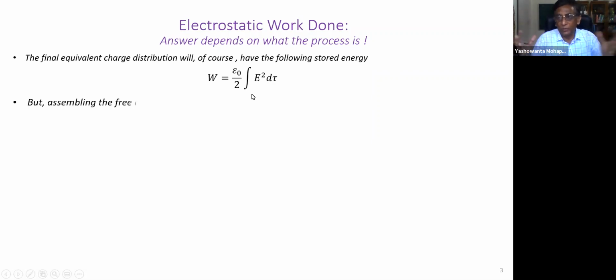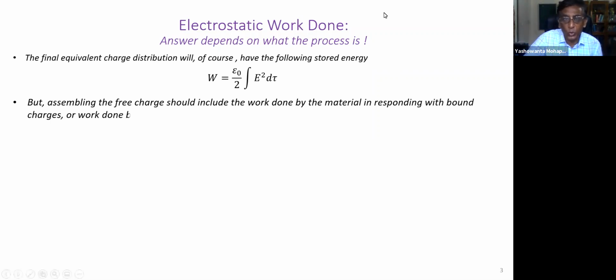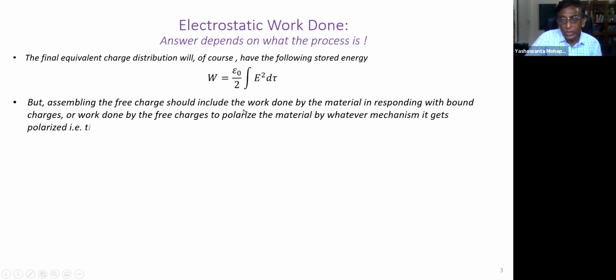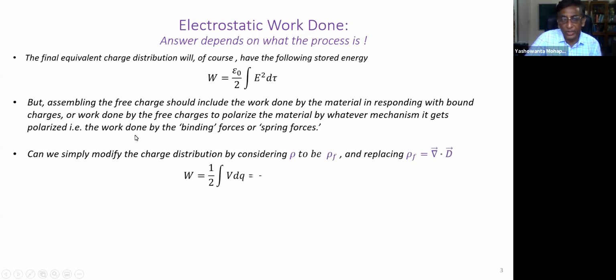Okay, suppose I'm given a charge distribution, and this is the final charge distribution. And what is the electrostatic energy stored that we have already worked on? That is this. But assembling the free charges should include the work done by the material in responding with bound charges, or work done by the free charges to polarize the material by whatever mechanism it gets polarized. That is the work done by the binding forces or the spring forces.